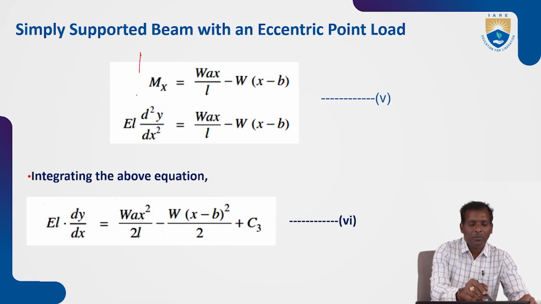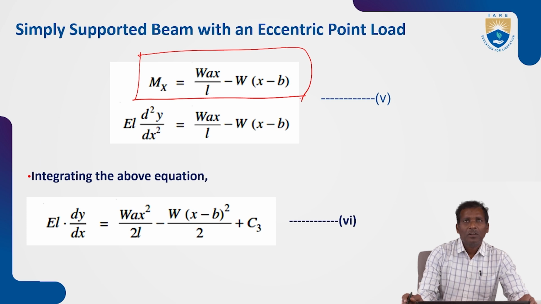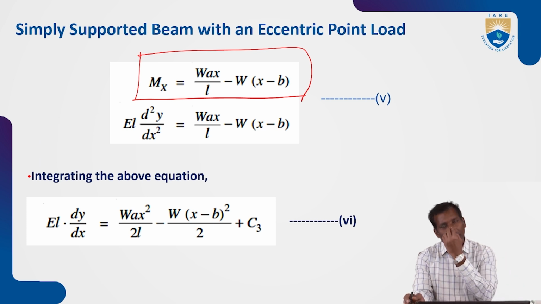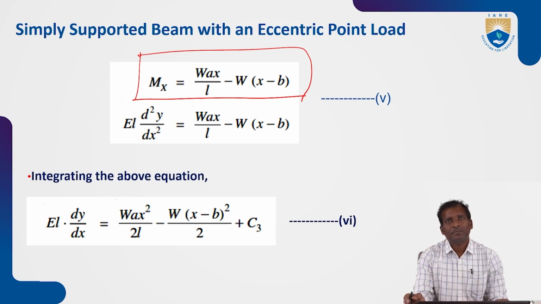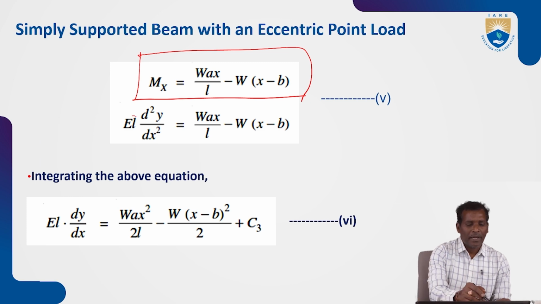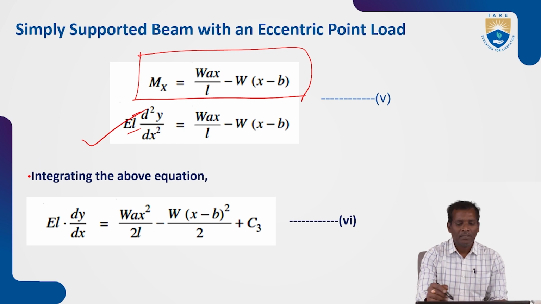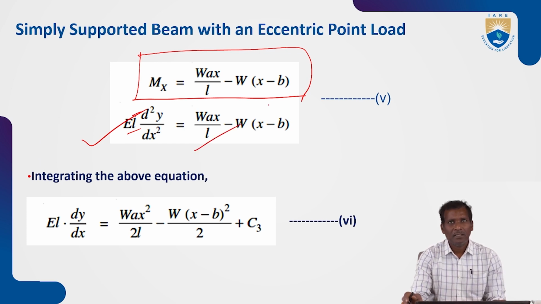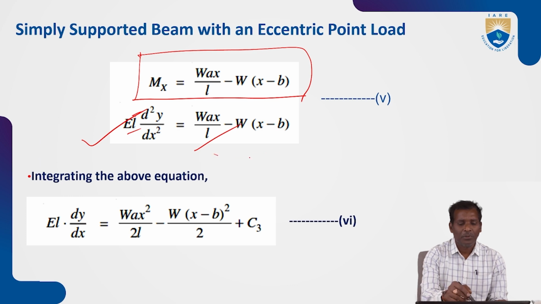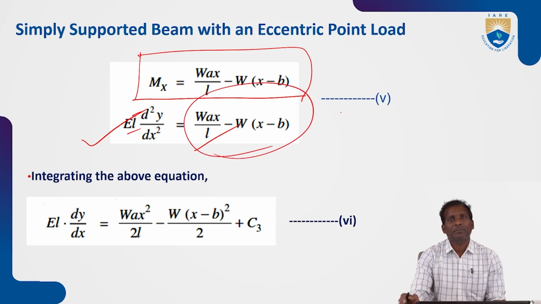So that is the bending moment at X is equal to W into a X by L minus W into X minus B. So that the bending moment at X is equal to EI into d square y by dx square is equal to WaX by L minus W into X minus B.